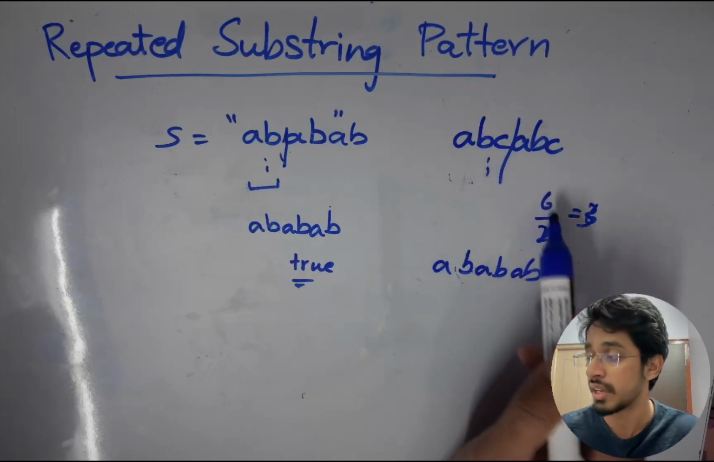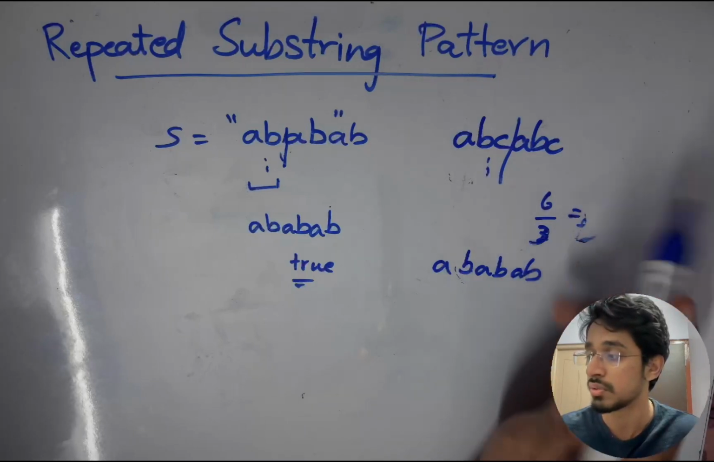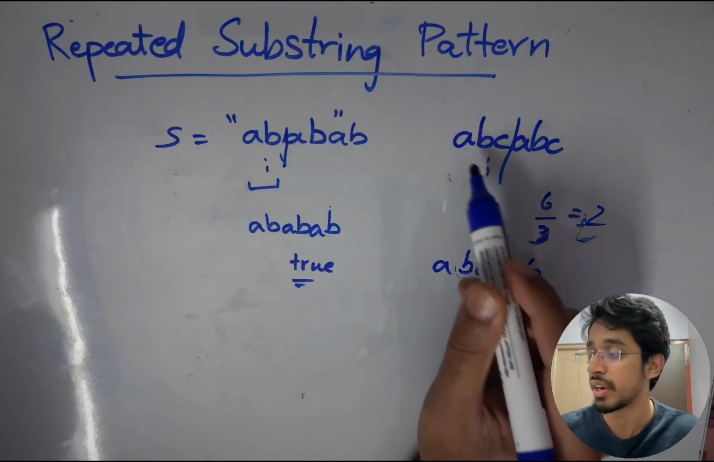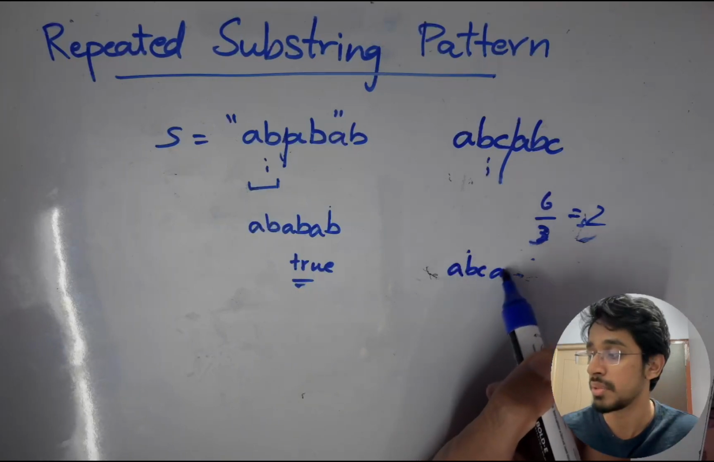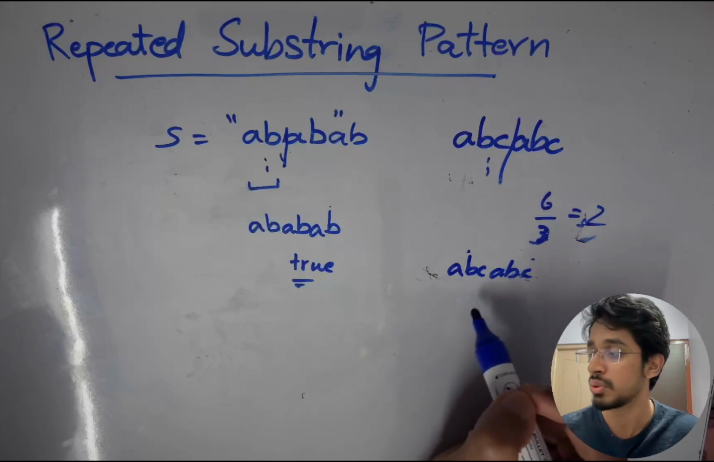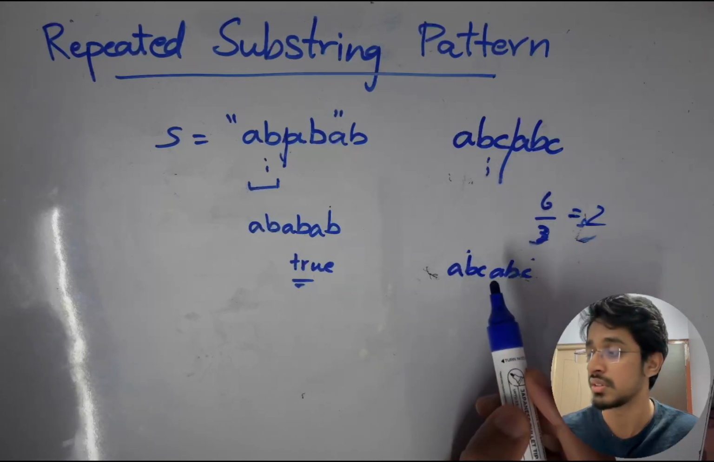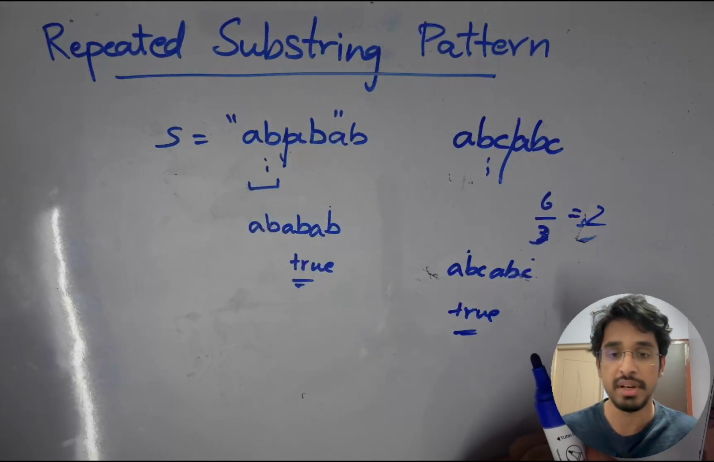Now we take the division of this. 6 divided by 3 is 2. Yes, it is divisible, so now we create multiple copies of this, and it gets updated to ABC, ABC. Now you see that this is the given string over here. Once we find that these two are equal, we return true. So I hope this made sense.